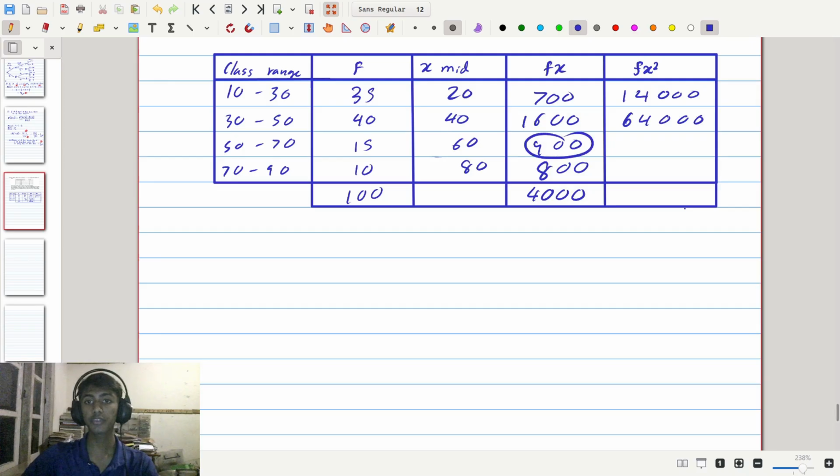60 times 900 is going to become 54,000. And 80 times 800 is again going to become 64,000. Now if we add all of these together, we can see we have 0, 0, 0 here. And in the thousands, we have 4 plus 4 plus 4 plus 4, 16. Carry the 1. 1 plus 1, 2. Plus 6, 8. Plus 5, 13.